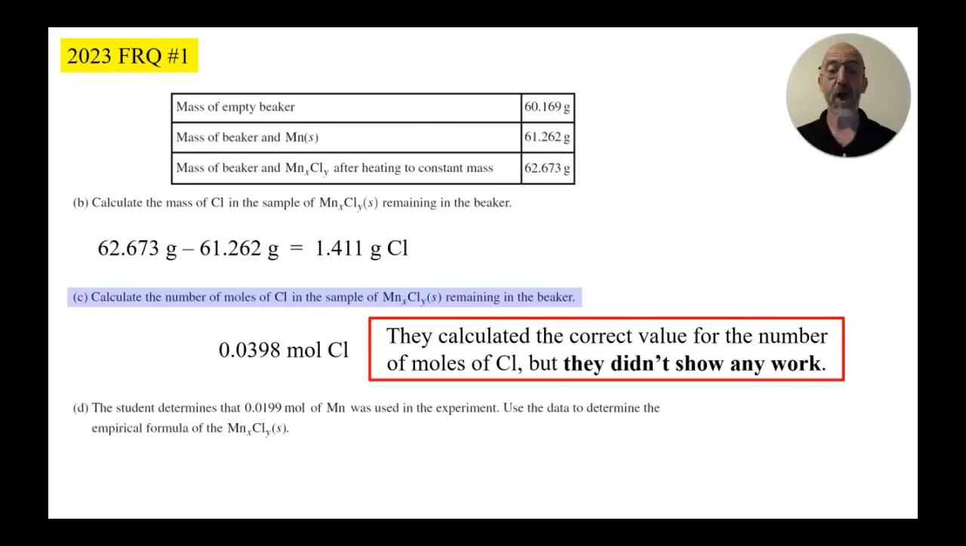So again, everything in this video lesson are going to be hopefully examples of good advice to help you avoid making these sorts of mistakes, and then that way you can earn the maximum number of points possible on the free response section of the AP Chemistry exam. So always show your work for your calculations.